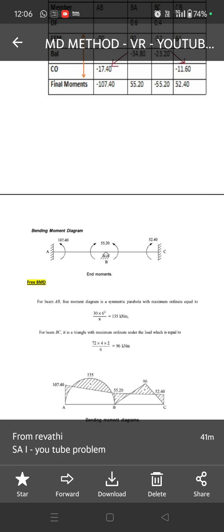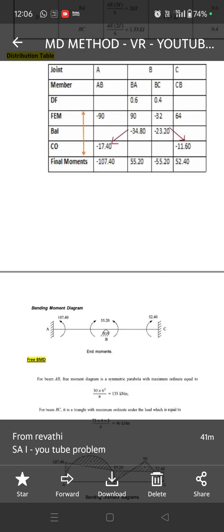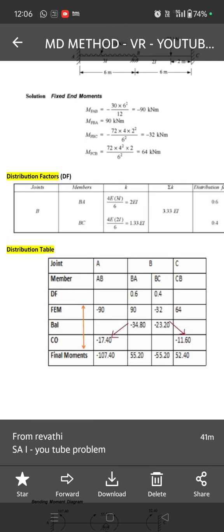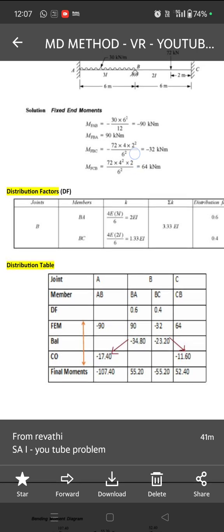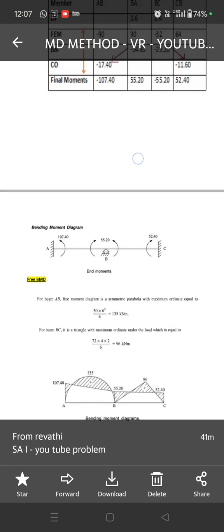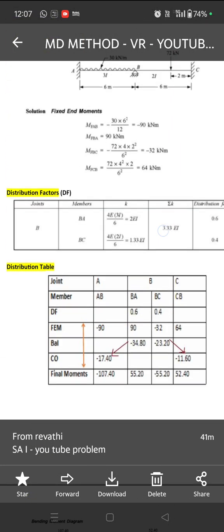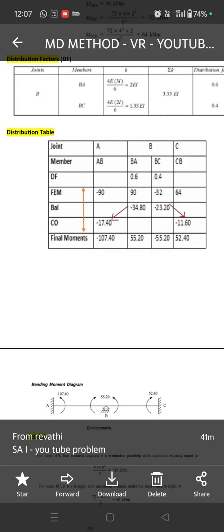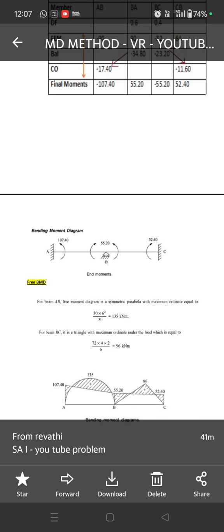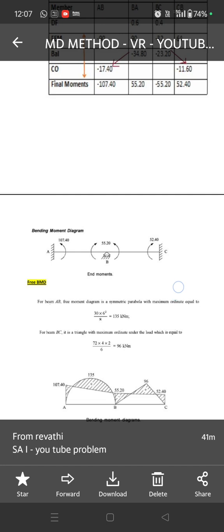That is, first the free bending moment diagram, the sagging moment. In this case, each span is considered as a simply supported beam. In AB, which carries the UDL, the maximum bending moment will occur under the center, whose magnitude is WL square by 8. Next, in the span BC, the point load is acting eccentrically, so the maximum bending moment will occur under the load. Its value is WAB by L, which is 96 kilonewton meter.